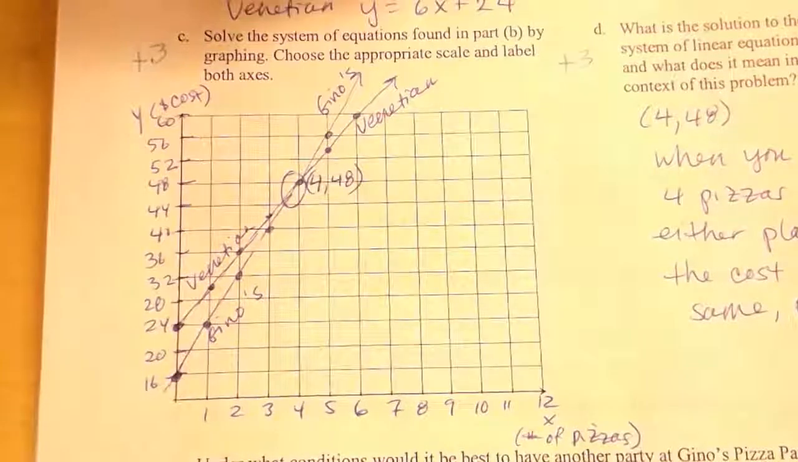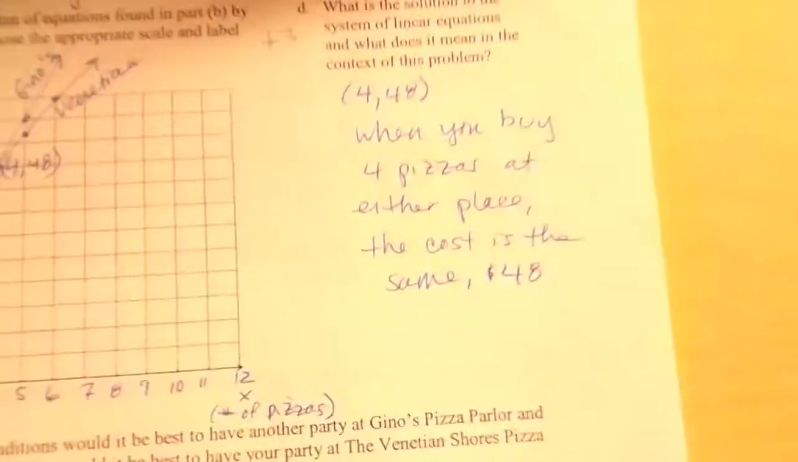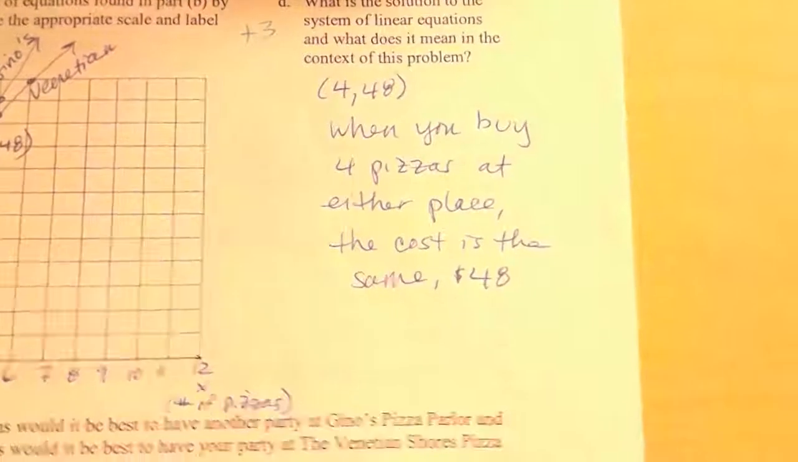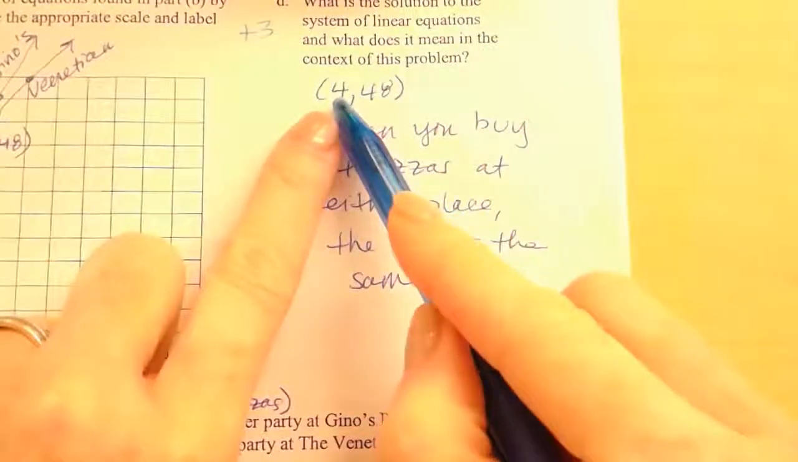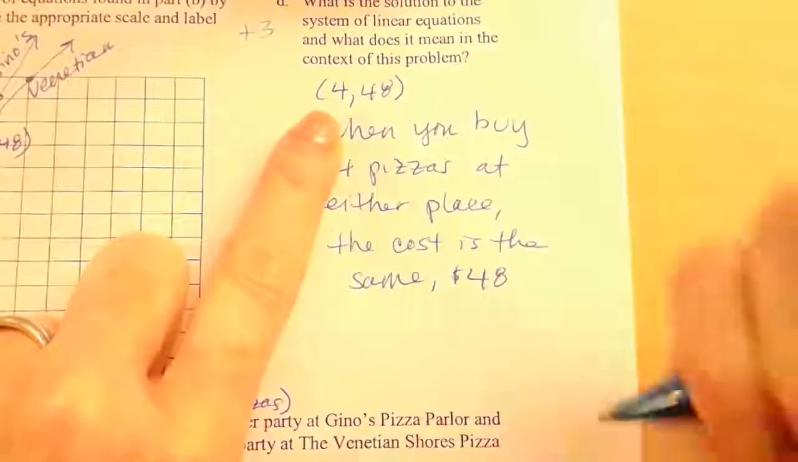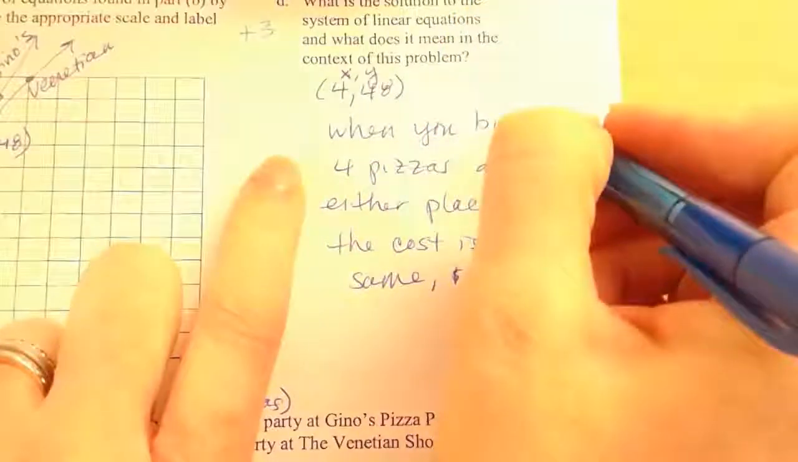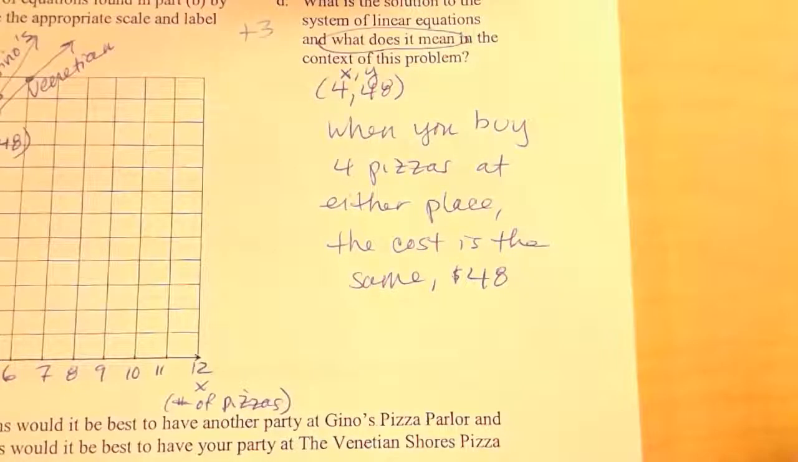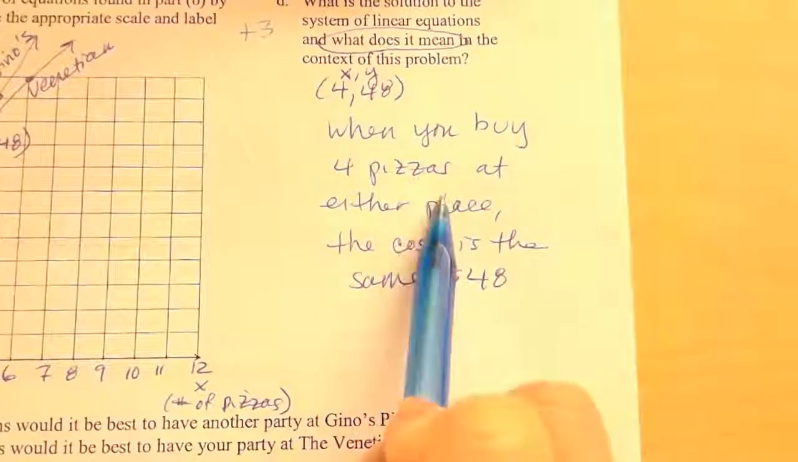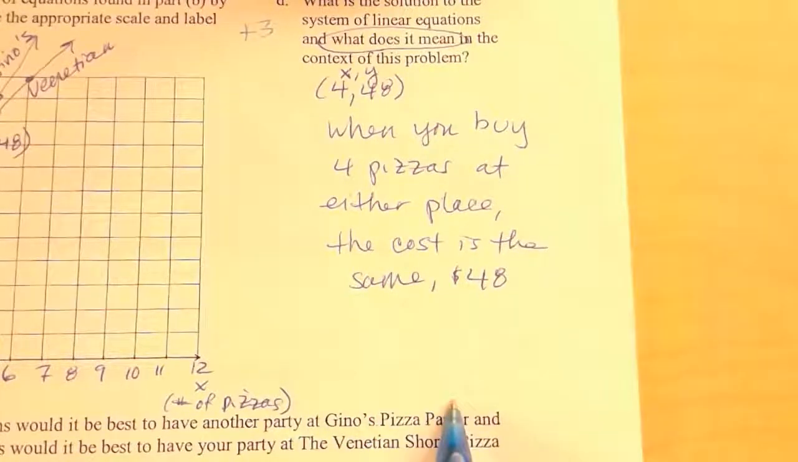All right, so what is the solution to the system of equations? Well, that's the intersection point. So that was at 4 pizzas. X was 4, Y was 48. In terms of explaining it, since they asked you to say what it means in the context of the problem, when you buy 4 pizzas at either place, the cost is the same, $48.